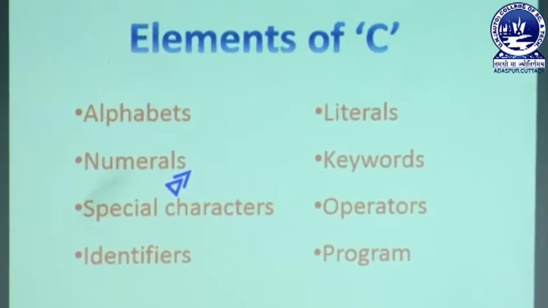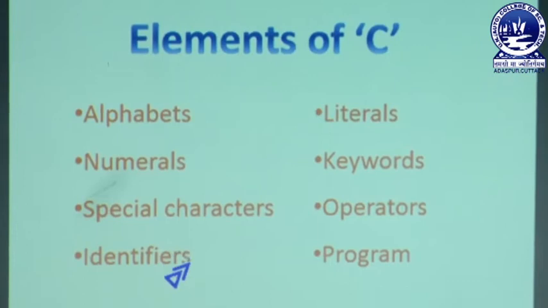Dear viewers, you can clearly see the list of the elements of C shown here. The first one is alphabets, second is numerals, third is special characters, then identifiers, literals, keywords, operators and program. These are the elements that build up the C programming language. Without using these things, we cannot think of a C programming language.